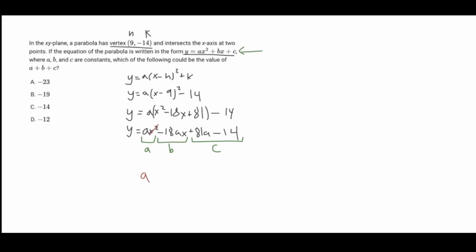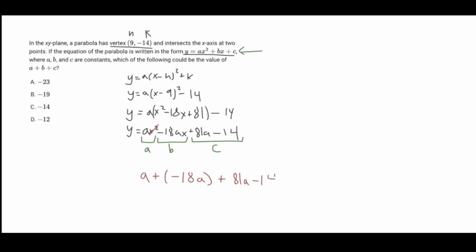So now we want to add the B value, which is negative 18a, right? So really we're subtracting 18a, but there we go. And now we want to add the C value. Now our C value is this entire thing, and there's no x value, so we can just write it in terms of the entire thing.